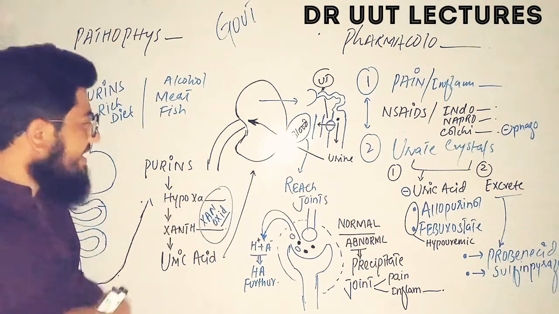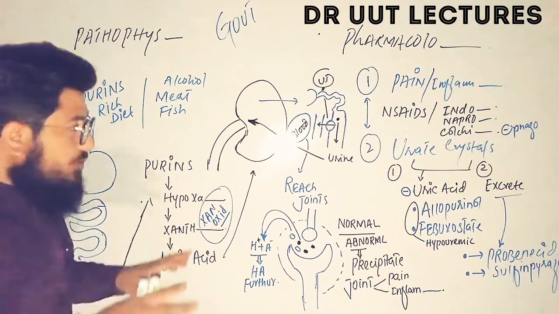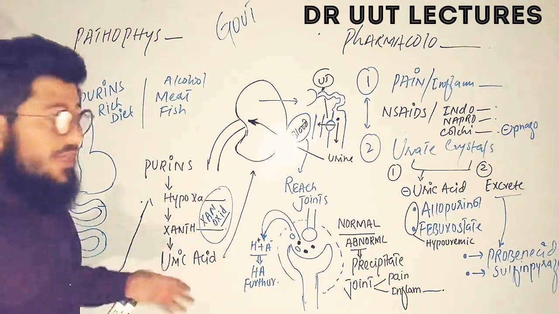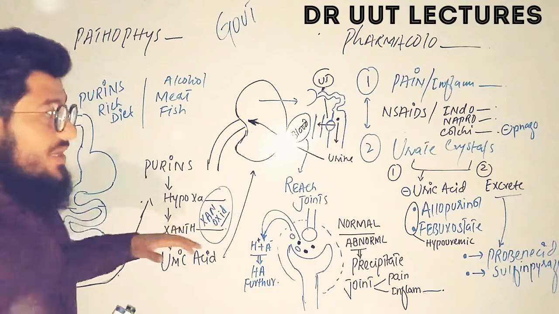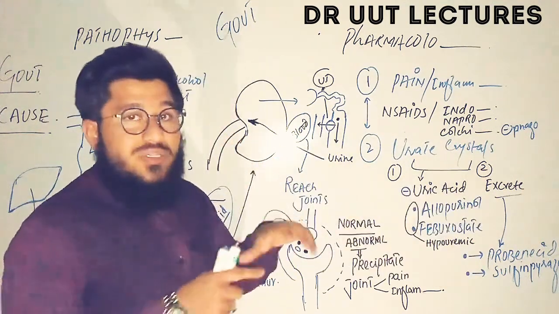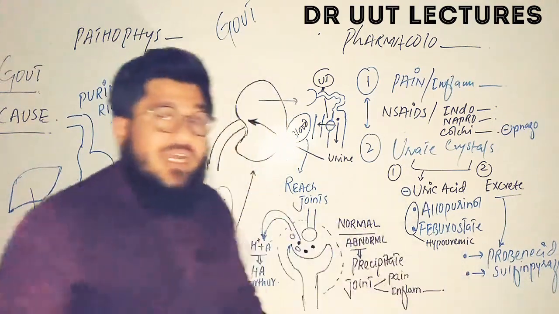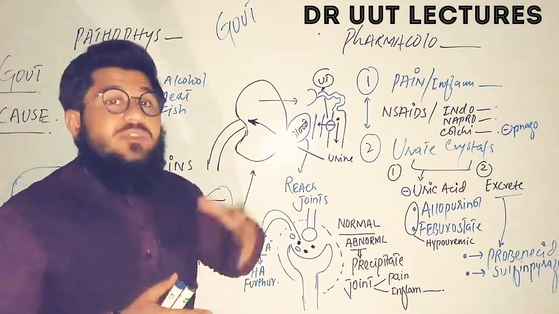If this enzyme is inhibited, what will happen then? The purines won't be converted into uric acid, meaning there won't be uric acid synthesis anymore. So like this we decrease the synthesis. And here we have some drugs which help us excrete the uric acid which is already in the body, like probenecid and sulfinpyrazone. These are the drugs which help excrete uric acid from the body.